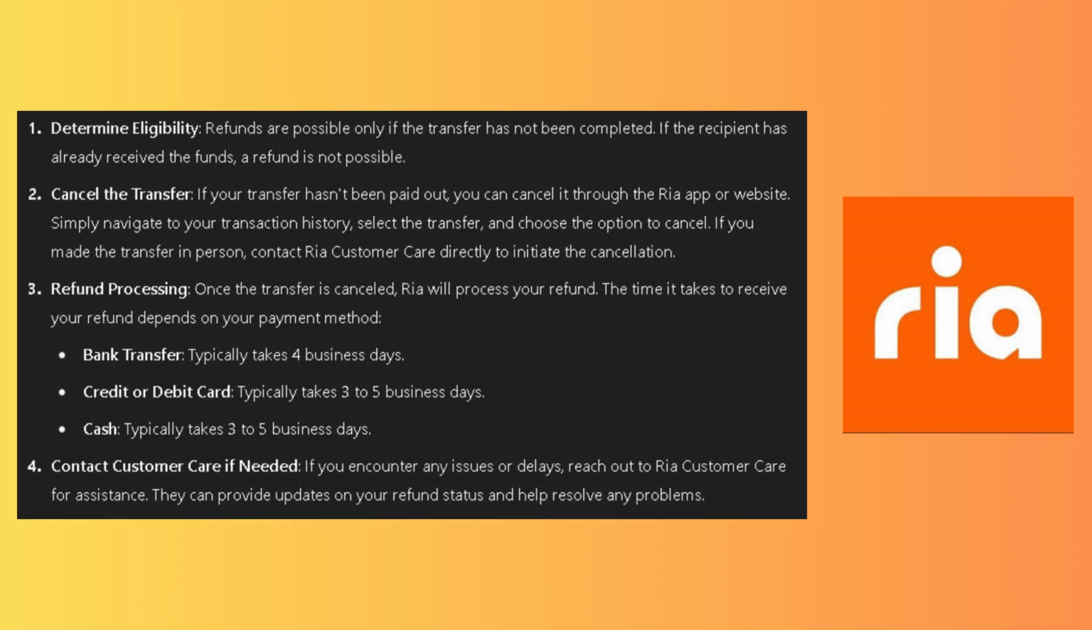Refund processing. Once the transfer is cancelled, RIA will process your refund. The time taken to receive your refund deposit depends on your payment method. Usually, for bank transfer, it takes 4 business days. For credit and debit card, it usually takes 3 business days. And for cash, it usually takes 3 to 5 business days.